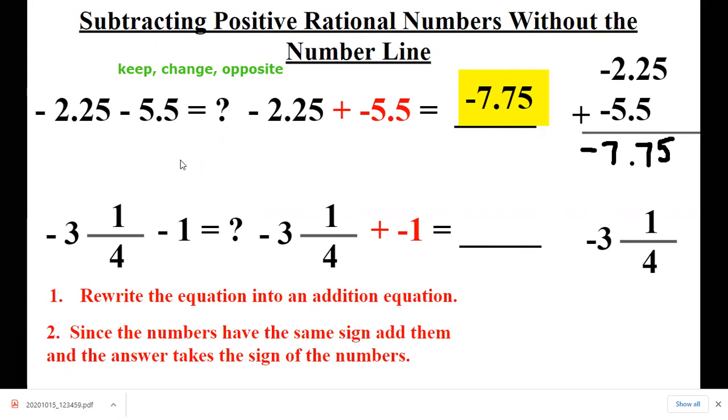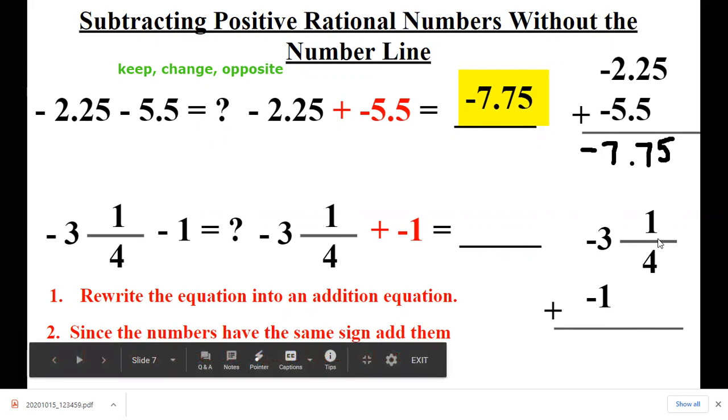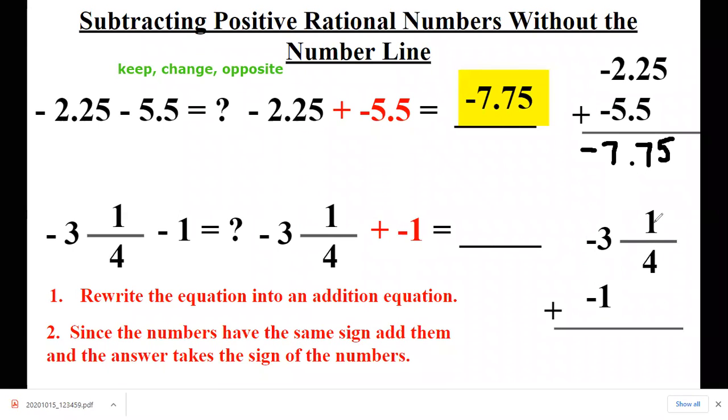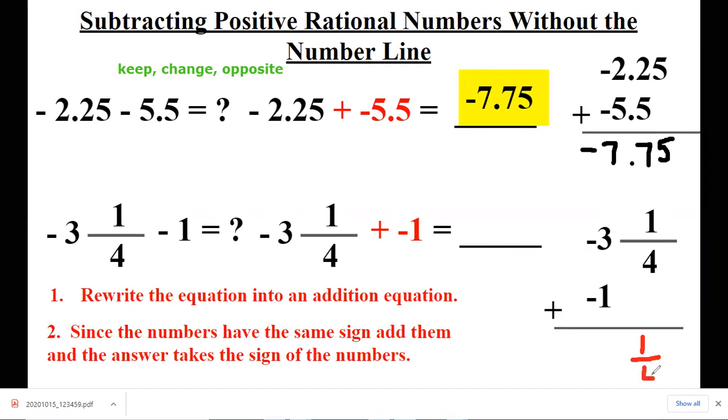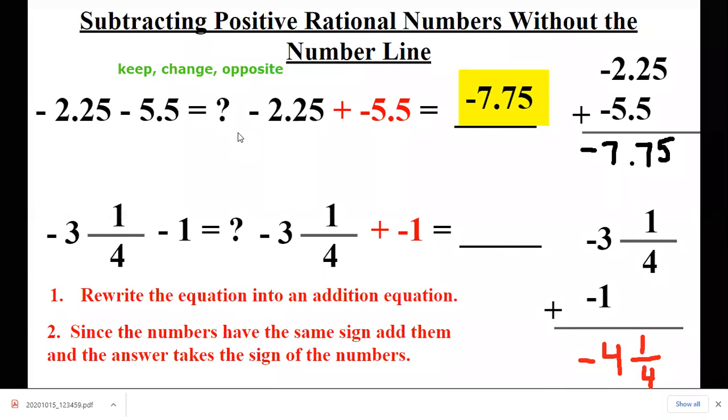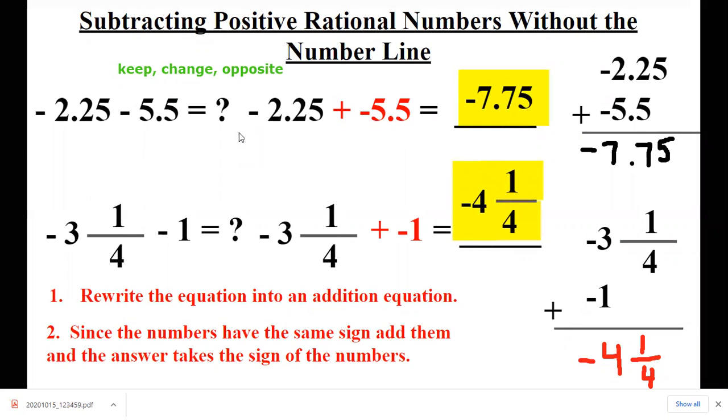So we have negative 3 1/4 plus negative 1. Notice how I'm lining up the whole numbers together and the fractions together. Because we're adding, they're both negatives. 1/4 plus nothing is just going to be 1/4. And then I have negative 3 plus negative 1. That will be my negative 4. So the answer is negative 4 1/4. And there we go.